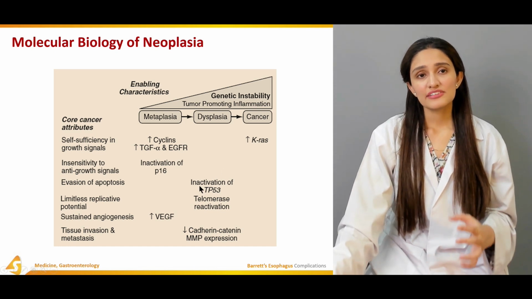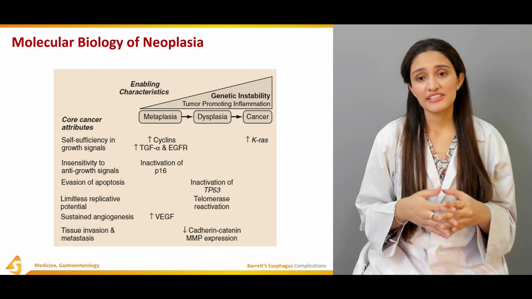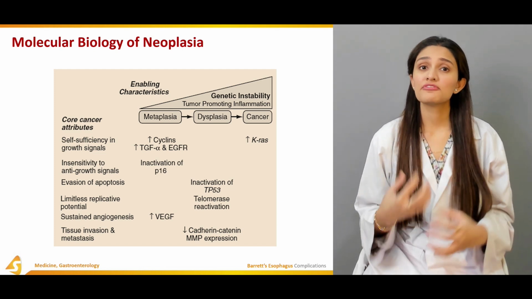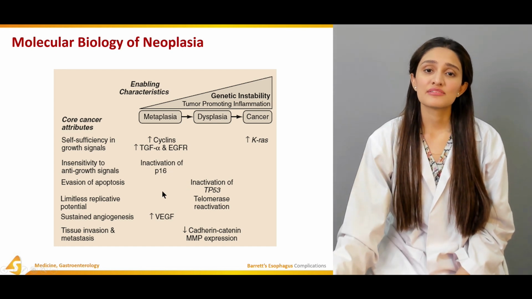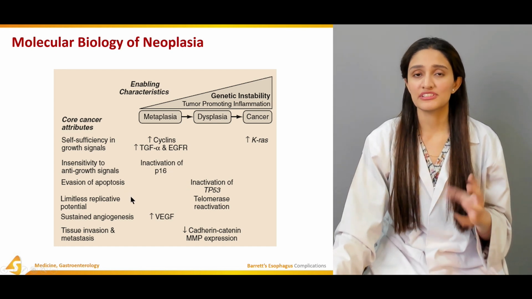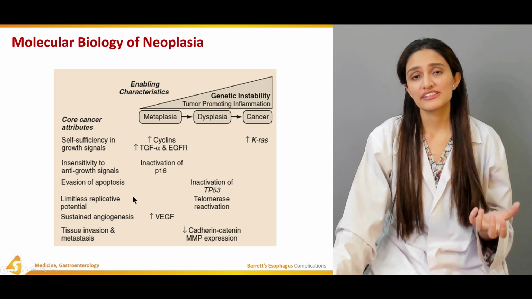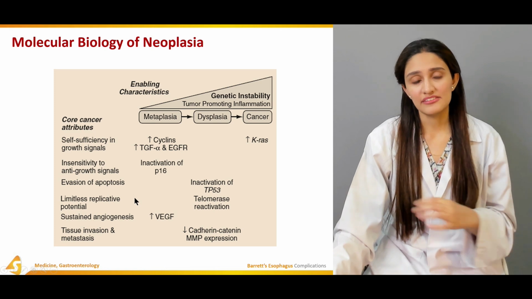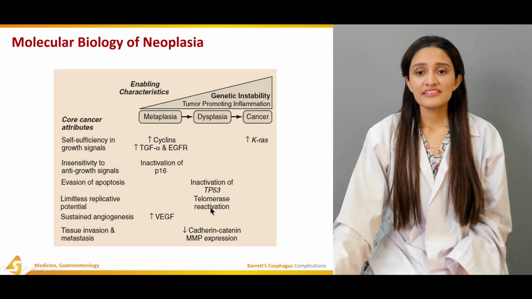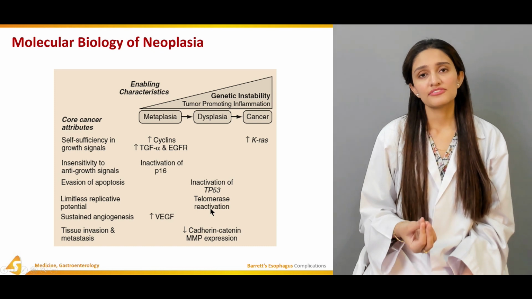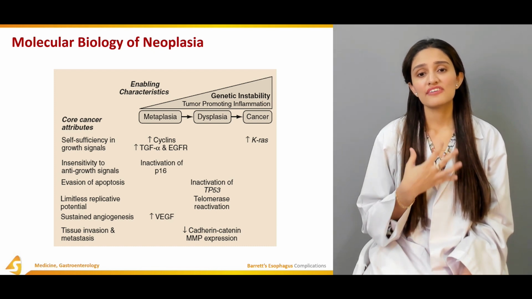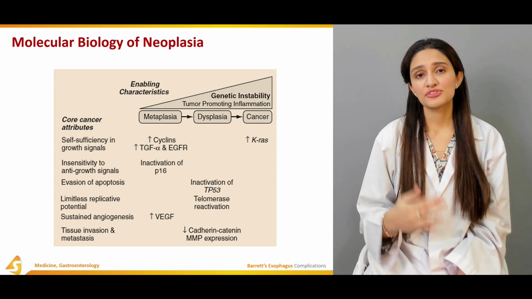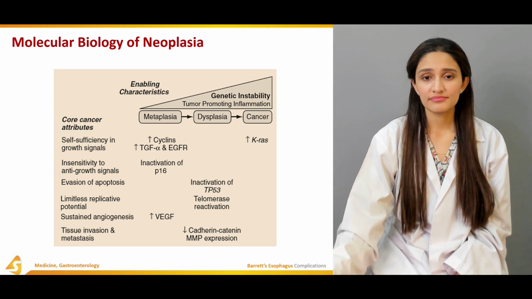And then the inactivation of the tumor suppressor gene, which is called TP53, causes the cells to evade apoptosis and to completely inhibit apoptosis. Apoptosis is a feature which causes the cells to undergo a suicidal death and to completely finish off. And then when there is the reactivation of telomerase, it causes the cell to have limitless replicative potential. This potential causes them to replicate even further.